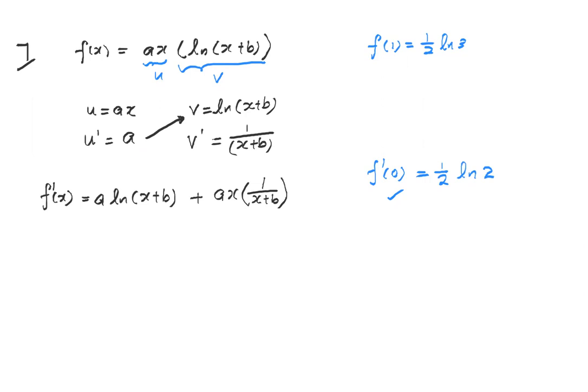So now your job is to substitute x as 1. If I substitute x as 1 here, because this is talking about f(x), then in this one you substitute x as 0. This is talking about f prime x. So when I substitute x as 1, I will have a times 1 times ln 1 plus b. The answer is equal to half ln 3.